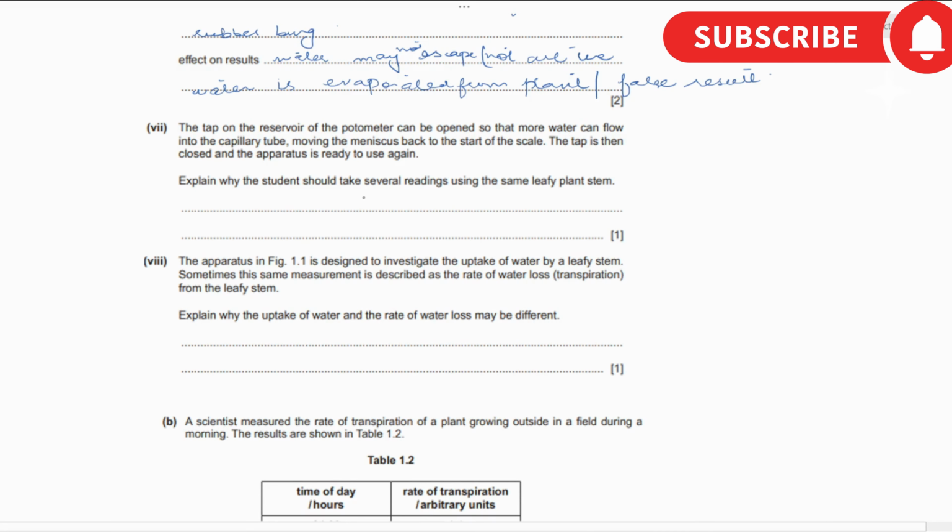Why are we repeating the reading? We have to use the same term in every paper: to check reliability, to check anomalous results. I don't know why my writing is not good today.